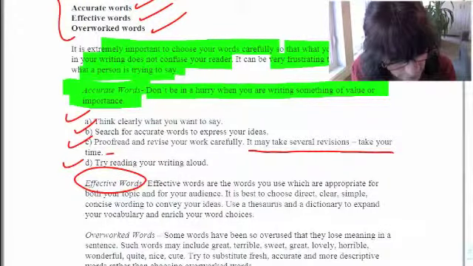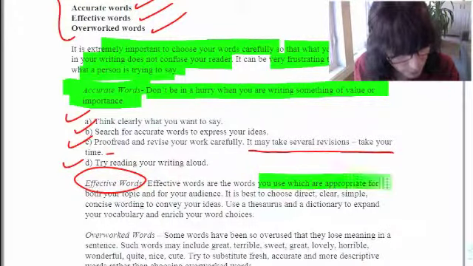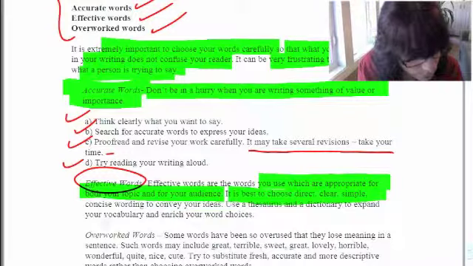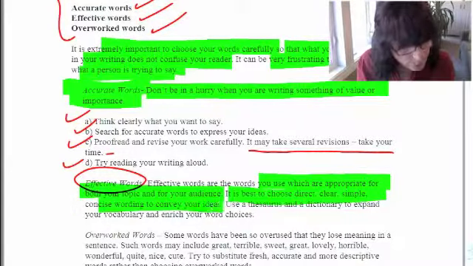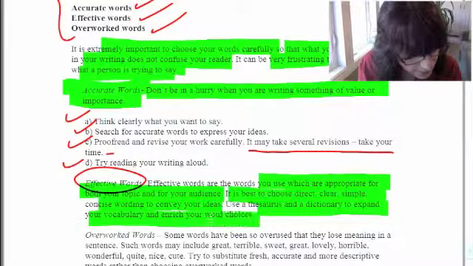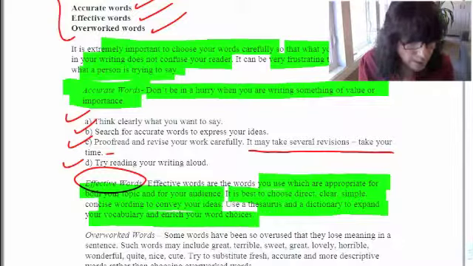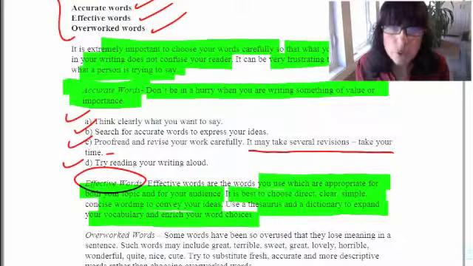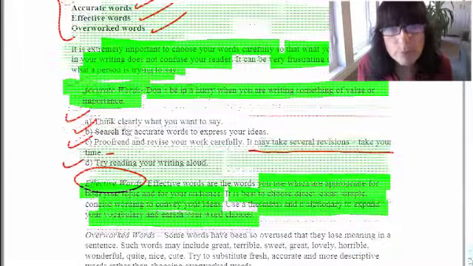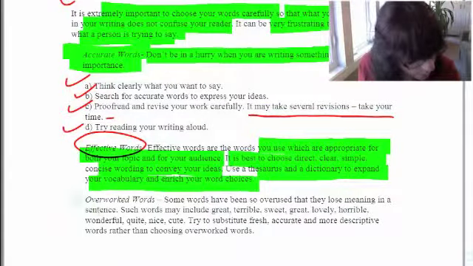And choose effective words. And what does that mean? Well, effective words are words you use which are appropriate for your topic and your audience. So choose direct, clear, simple words. They should be concise to convey your ideas. And again, use a thesaurus or a dictionary, and it'll expand your vocabulary, and it will also enrich your word choices. And that way you're not repeating words and you're using the most appropriate words possible.